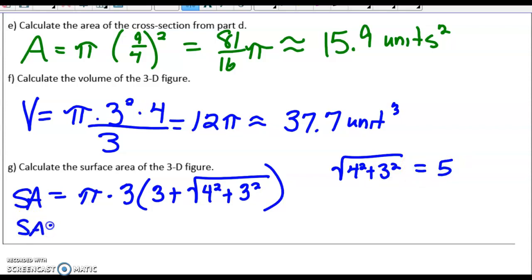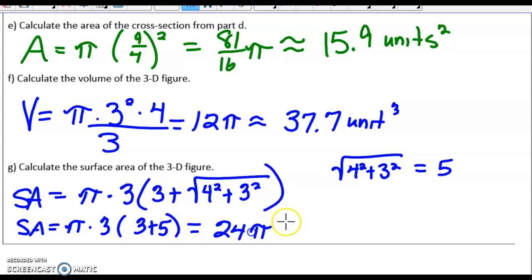So the surface area of this thing is going to be pi times 3 times 3 plus 5, that's going to be 8, times 3 is 24. And that is approximately 75.4 units squared. Okay, then we're done.